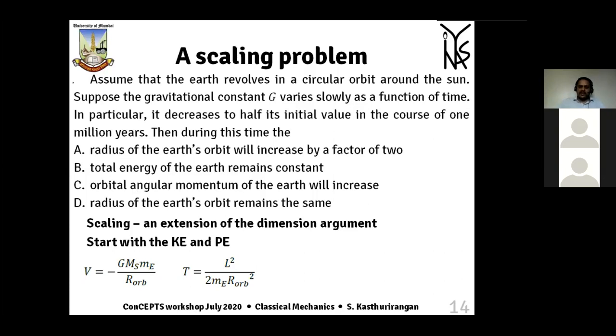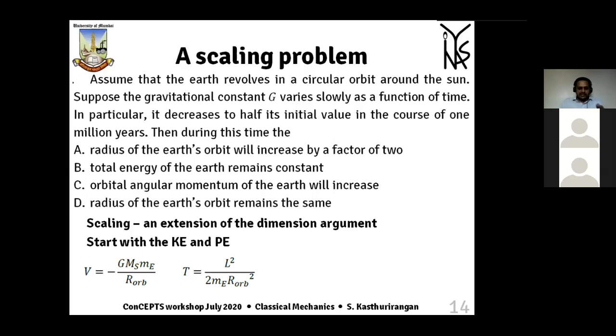So the only things which are varying are G, which is told to you, and R. Everything else is a constant. Angular momentum in particular, that is why I emphasize that point. Angular momentum is a constant. So since the orbit remains circular, you know that for a circular orbit, T is exactly equal to half of V in magnitude, which means with the minus sign, T is equal to minus half of V, and therefore the ratio of T by V will remain constant. It will always be minus 1 by 2.